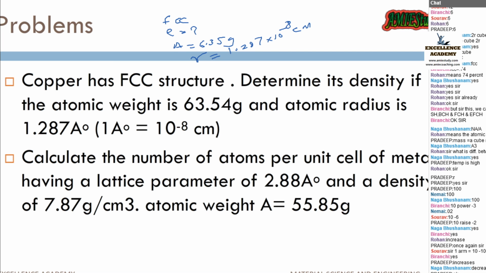Yes, we know the expression: a cube rho equals A by Na into n, isn't it? That you have to write. Then you have to substitute the values. What is the value of rho? That you have to find out. a cube, how can I find out a cube? Give me a clue to find out.